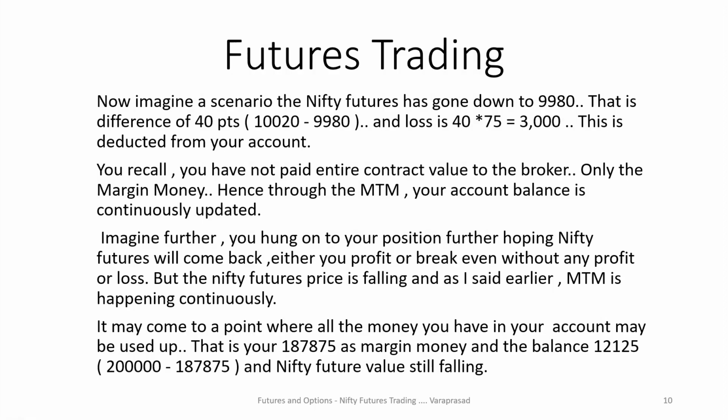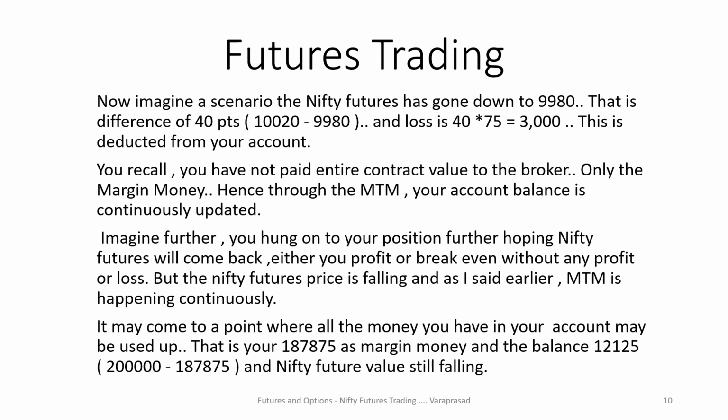Now, imagine a scenario. The Nifty future has gone down to 9,980. That is a difference of 40 points, 10,020 minus 9,980. And loss is 40 into 75, 3,000. This is deducted from your account. You recall, you have not paid the entire contract value to the broker, only the margin money. Hence, through the MTM, your account balance is continuously updated.